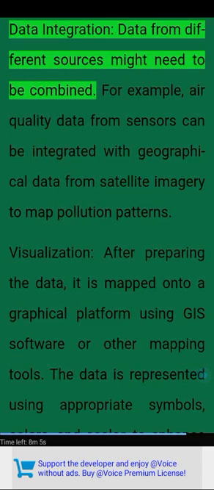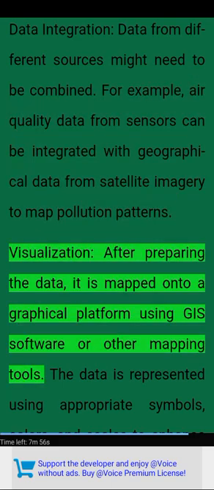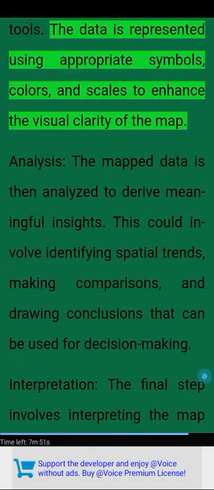Data integration. Data from different sources might need to be combined. For example, air quality data from sensors can be integrated with geographical data from satellite imagery to map pollution patterns. Visualization. After preparing the data, it is mapped onto a graphical platform using GIS software or other mapping tools. The data is represented using appropriate symbols, colors, and scales to enhance the visual clarity of the map.